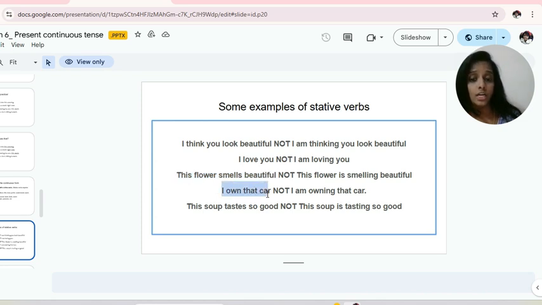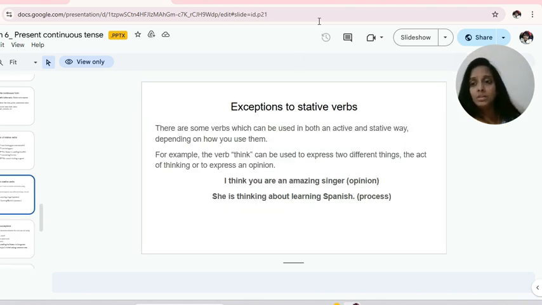I own that car. And it's not like I am owning that car. This soup tastes so good. It's not like this soup is tasting so good, right? You can see the examples of stative verbs, isn't it? And also remember, some verbs can act as both stative and action verbs depending on their usage. This is where things can get a little tricky, but I've got an easy trick to simplify it.